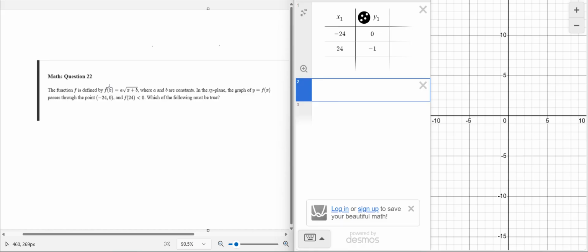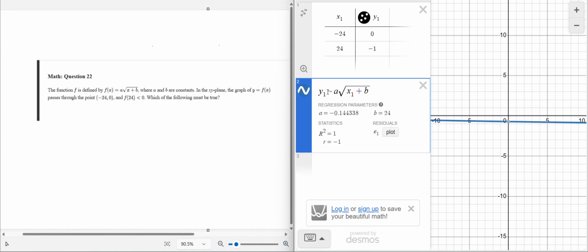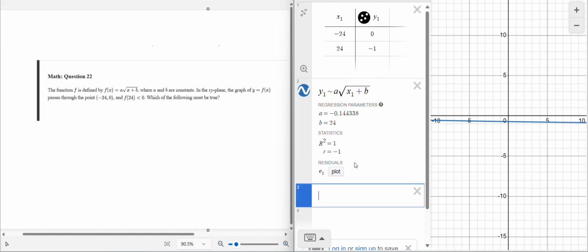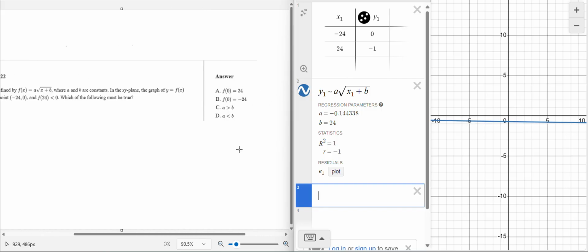I think you know this, and as you can see here it is also clearly said y equals f(x). So what we'll do here is y equals y in terms of, instead of f(x): y1 tilde a square root x1 plus b. So we did it, and let's check which of the following must be true.